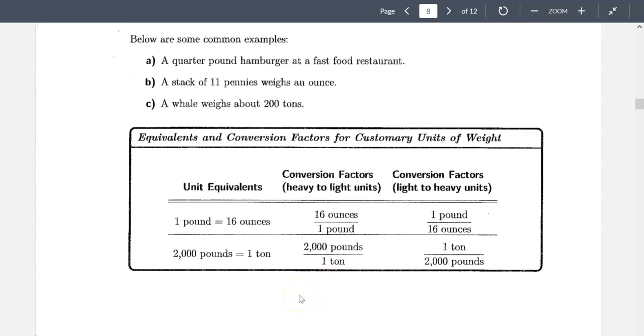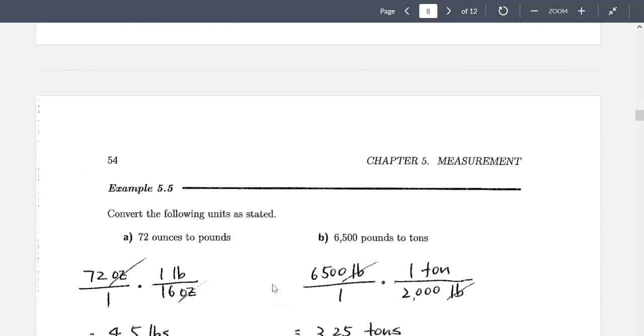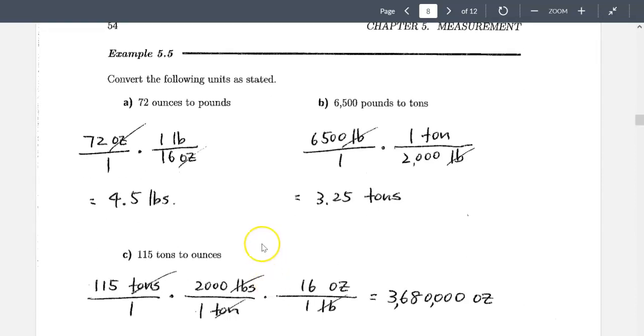Now, the usual conversion, again, the relationship between pound and ounces is 1 pound equal to 16 ounces, and the ton is equal to 2,000 pounds. So this is the same type of question. Instead of length, it is weight.